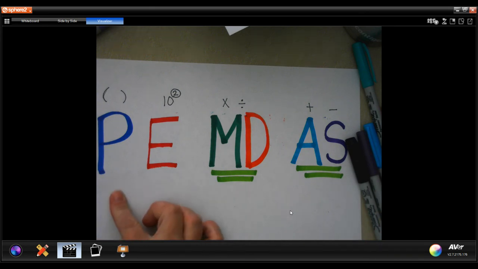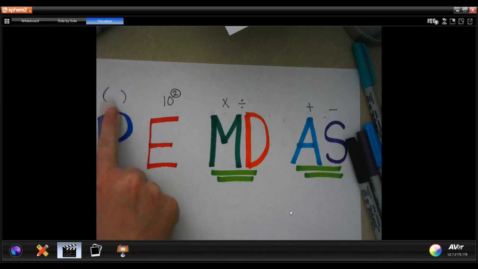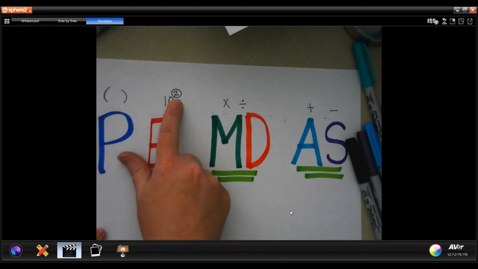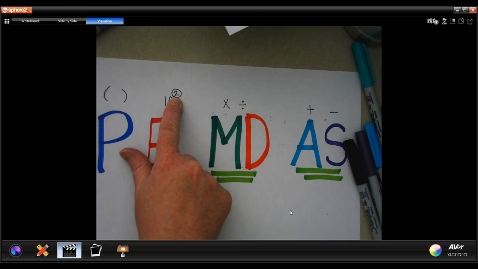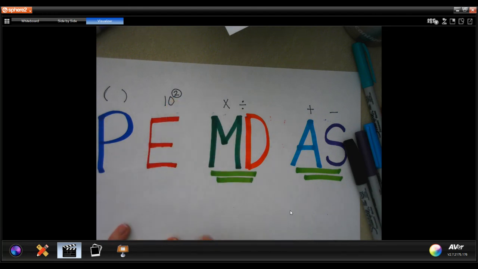Anytime that I say PEMDAS, this is what I'm talking about. Parentheses: if you have parentheses in a problem, that is what you do first. E is for exponents, that tiny number up above a number that tells you how many times to multiply it by itself. We don't have to deal with those today, but eventually you will. Next, we have multiplication and division. They are together because it doesn't matter which order you do them in, it's whichever one comes first in the problem.